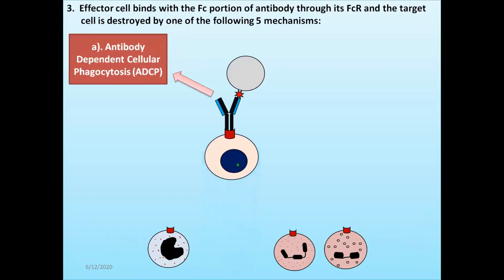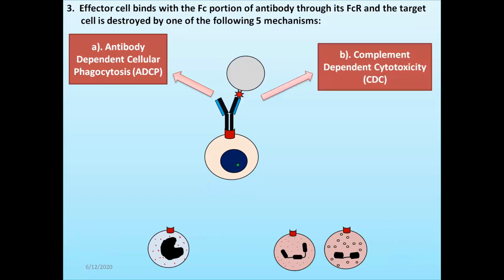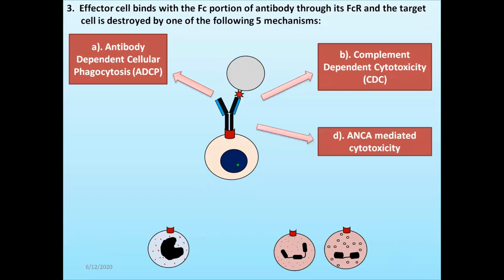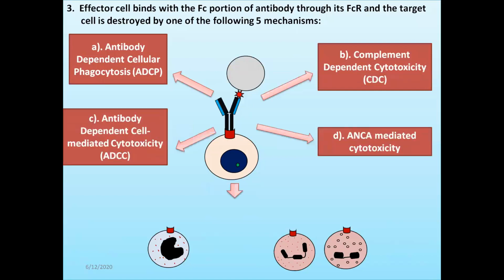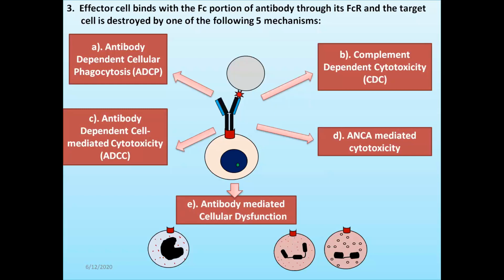After an effector cell binds with the antigen and antibody complex on the surface of a target cell, the target cell is destroyed by one of the 5 mechanisms. These mechanisms are antibody-dependent cellular phagocytosis, complement-dependent cytotoxicity, ANCA-mediated cytotoxicity, antibody-dependent cell-mediated cytotoxicity, and the 5th one, antibody-mediated cellular dysfunction. In the following slides, I will be describing each of these mechanisms in detail.